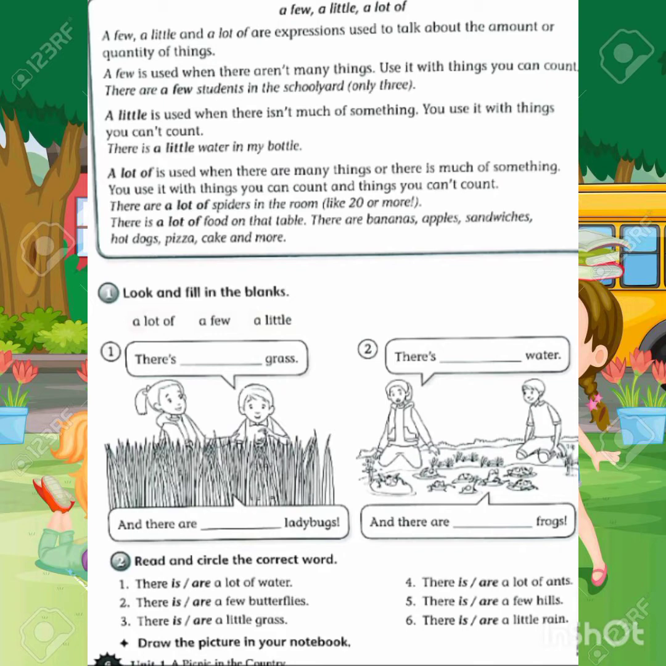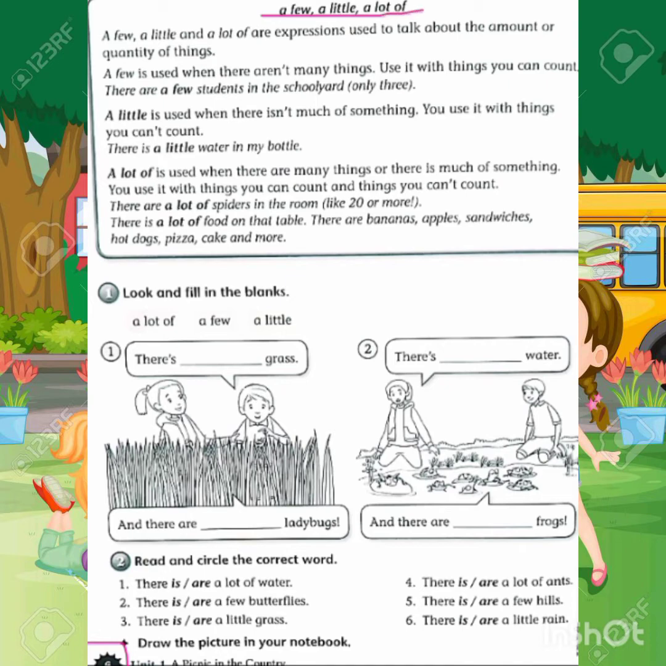Today you are going to work with your practice book, page number 6. Unit number 1, a picnic in the country. Today we will be covering the quantifiers. We are going to study 3 quantifiers today. A few, a little, a lot of.